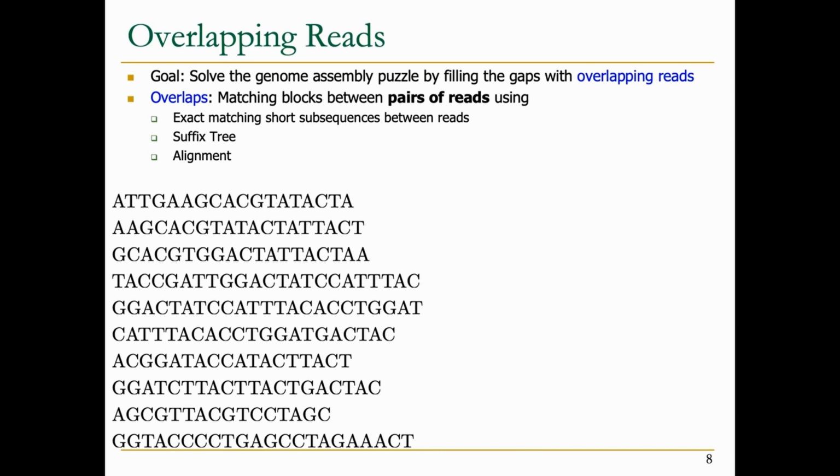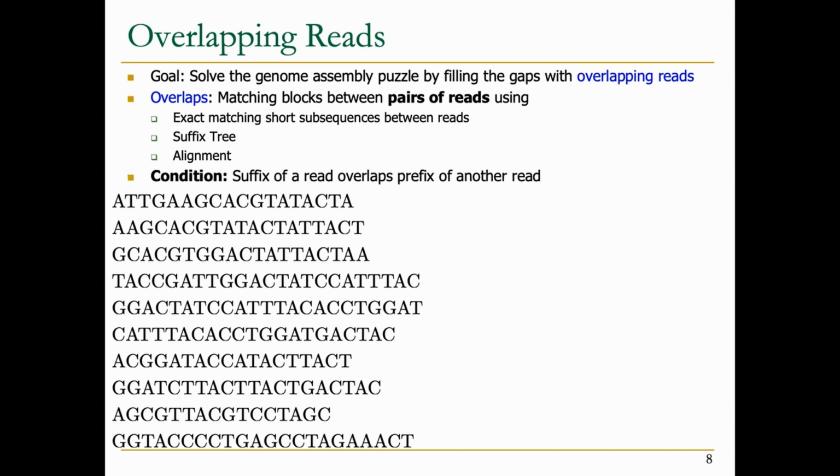There are certain approaches that we can use to find these overlaps. For example, we could just look at exact matching of very short subsequences between read pairs. We could use suffix trees, or we could use alignment, etc. There are many approaches to do that. The easiest is usually considered to be finding exact matches between short subsequences of reads, because you can use very efficient data structures to find these matching blocks very easily.